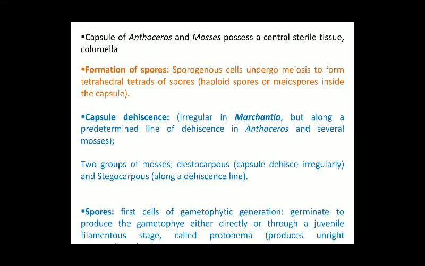The capsules of Anthoceras and mosses possess a central sterile tissue which is known as columella. This is very much important.